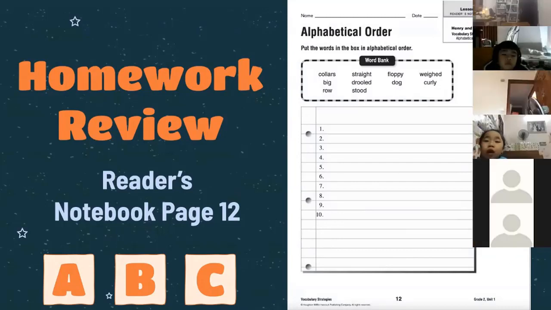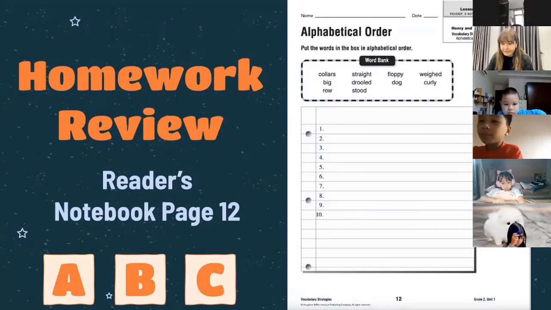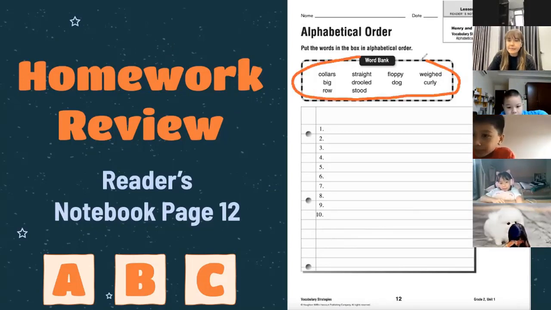Let's get out. Yes. When we have a S, we write stood and straight, right? Yes. So we are going to put all of these words up here in the word bank in ABC order. So we go through the words. We find the ones with the smallest letters. So the letter that's closest to the beginning of the alphabet, and then we work our way down from there.